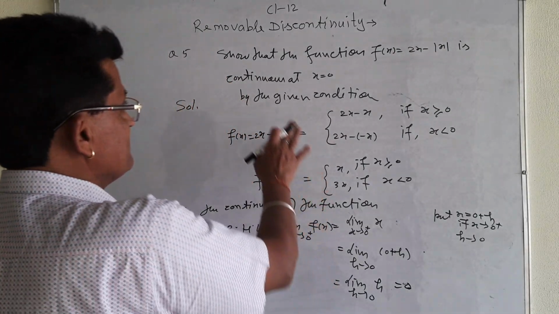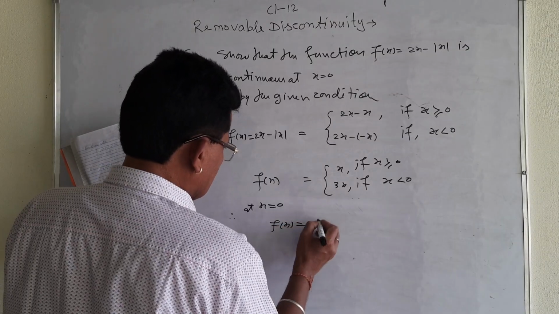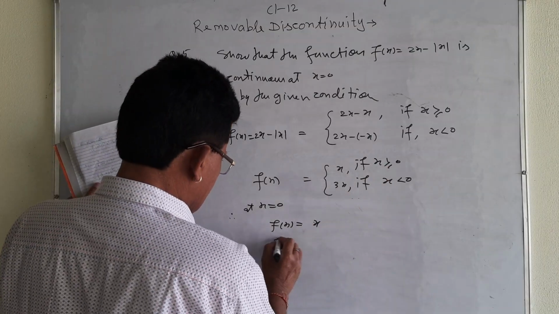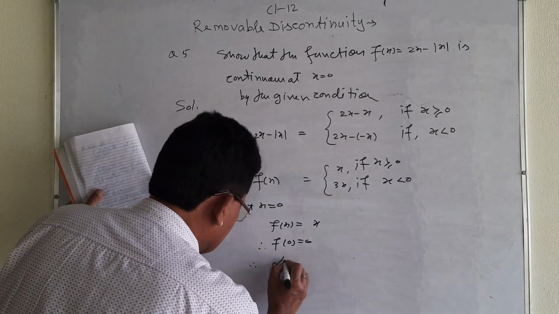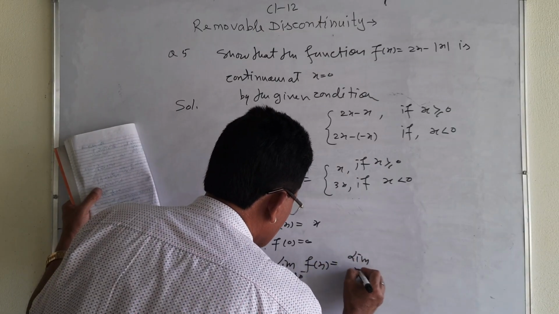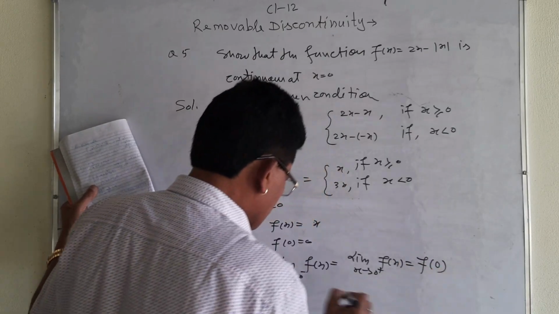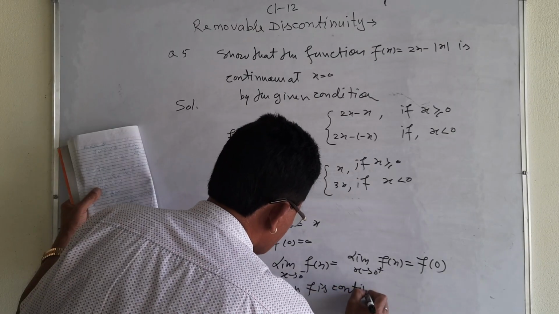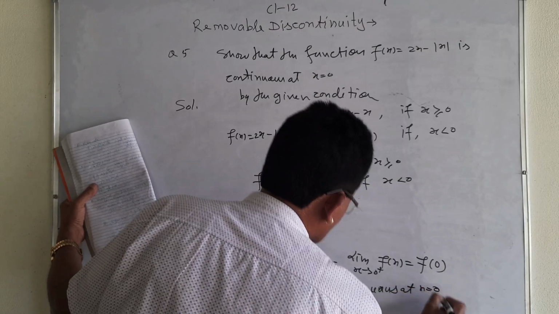Okay? Then what does it mean? My dear student, let me take one more condition. f(x) is equal to x. Isn't it? At x is equal to 0, the function is x. What is the value of f(0)? 0. My dear student, therefore, left hand limit at 0 is equal to right hand limit at 0 is equal to f(0). Then what happened? Then f(x) is continuous. F is continuous at x is equal to 0. Most important question.